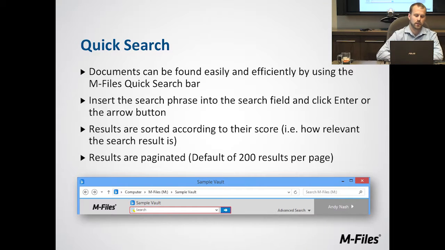Okay, as I said, M-Files will sort the results by their score, which is a score generated by M-Files, and it's really just to show how relevant a document is. We'll get into the breakdown of that score and how it's actually calculated in a few slides so you can see that. Okay, like Google, the results are paginated.